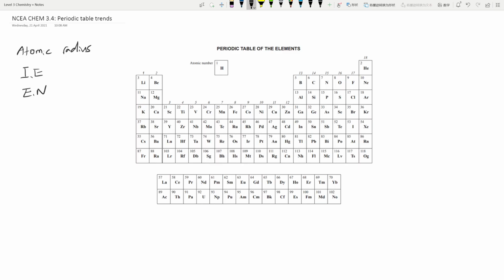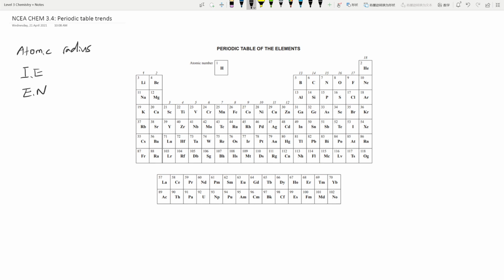Okay, so the atomic radius. If you look at the word radius, it's the distance between the center of a circle to the outskirt of a circle. In the case of an atom, you're looking at the distance between the nucleus and the valence electrons.